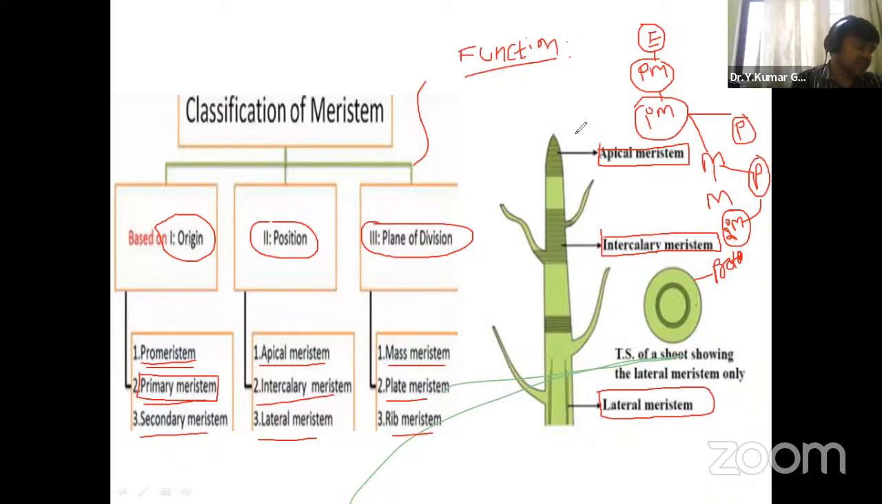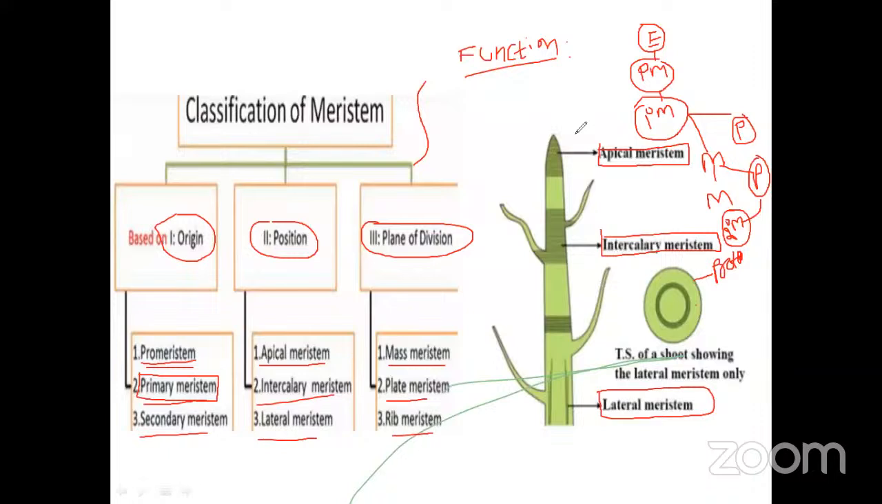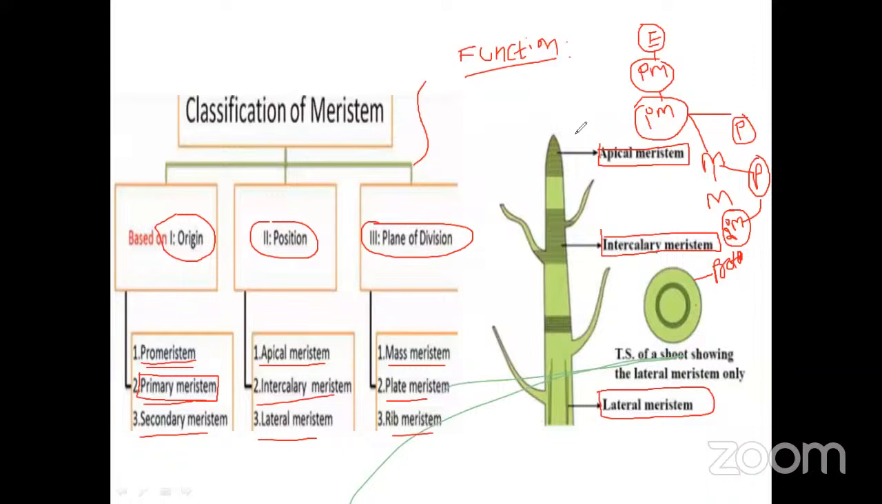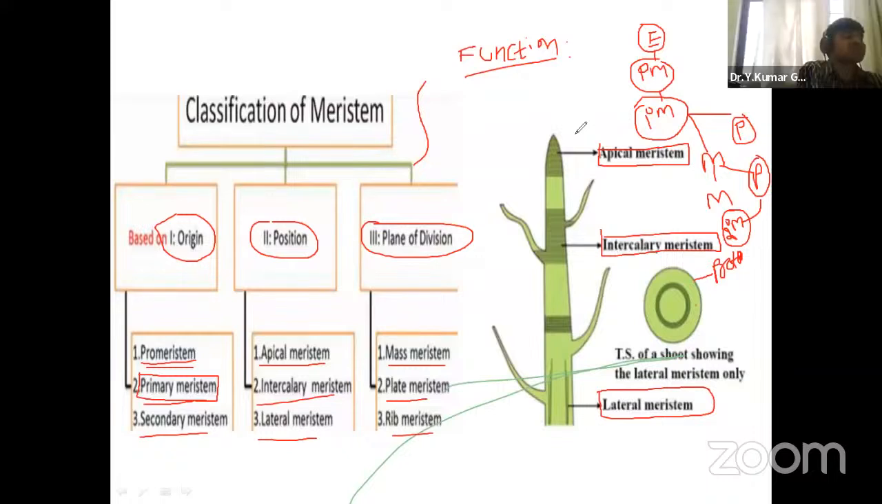Where is the intercalary meristem? At the nodes and internodes region. These meristems occur between two permanent tissues, that means on either side there are permanent tissues, and they are derived from the apical meristem. As I already told you, the differentiated meristematic tissue first in the apical region differentiated towards the nodes and internodes. Now this settled as the intercalary meristem.